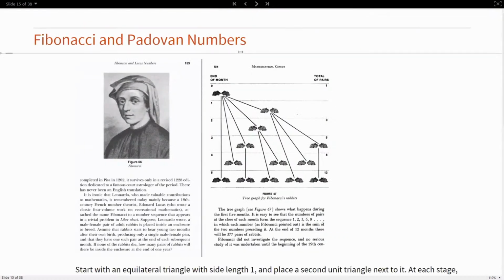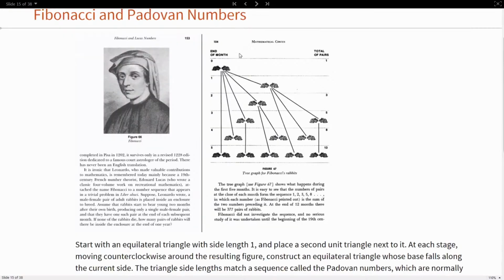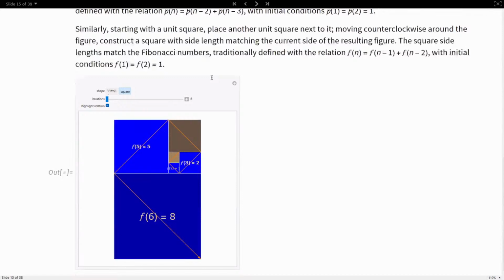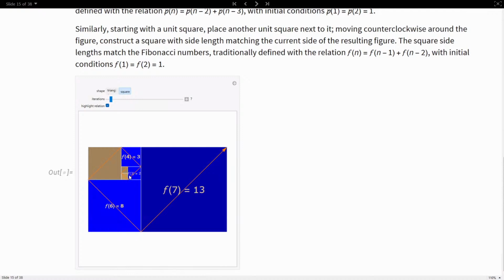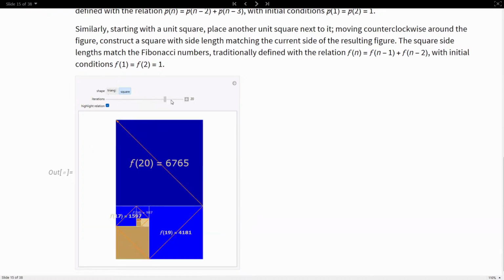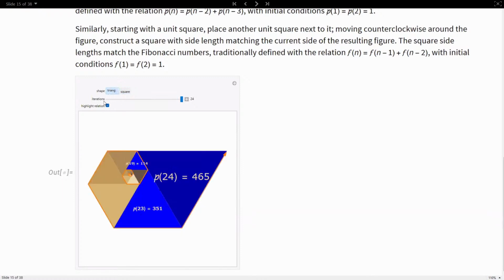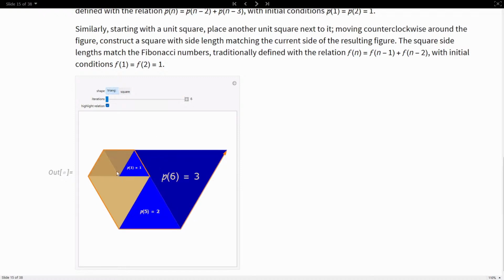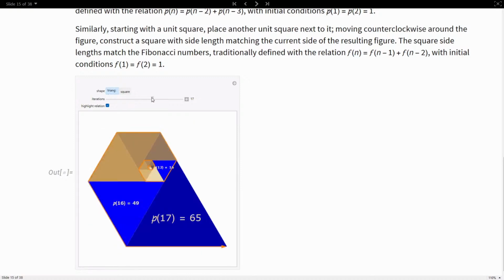He also talked about Fibonacci numbers and Padovan numbers. And you can generate these for Fibonacci numbers by making an order 2 square, adding a square, adding a square, adding a square, and so on. You get what's called the Fibonacci spiral, and that generates Fibonacci numbers in a spiral. But you can also do that with triangular numbers, and you get what's called the Padovan sequence. So here we have an initial set of triangles, and when we keep adding more triangles, we get the Padovan sequence.